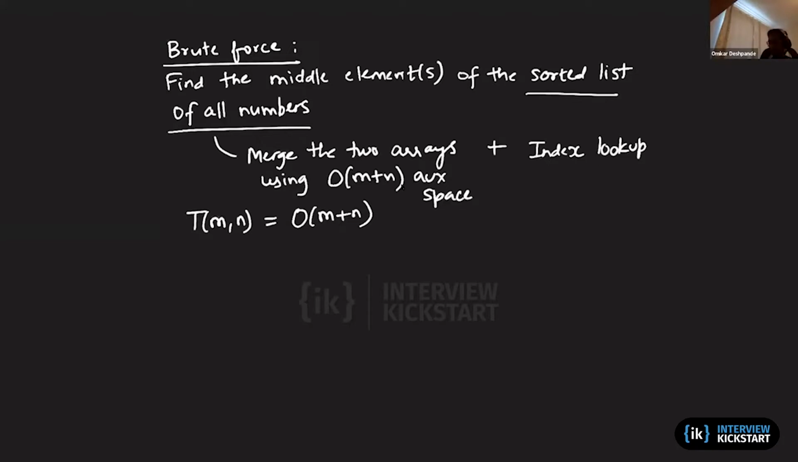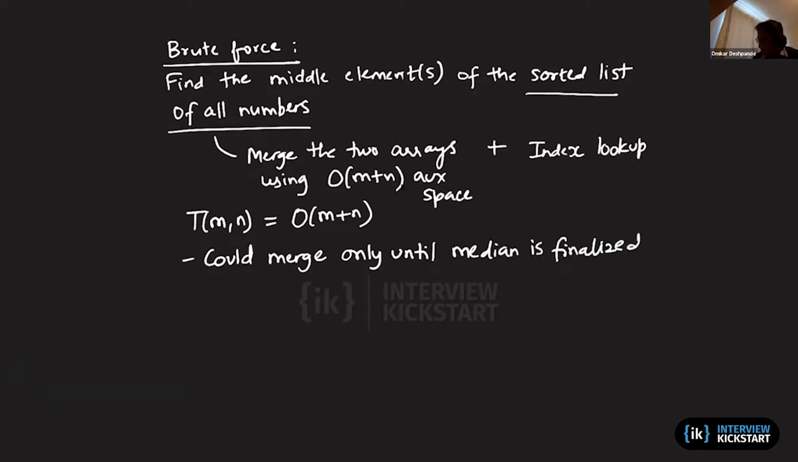So you could argue that we don't need to merge the two arrays completely. We could bail out once the median is finalized. So we could do the merge only until the median is finalized. But that just means we merge the first m plus n by two numbers or so. That wouldn't change the asymptotic time and asymptotic space, the asymptotic time complexity.